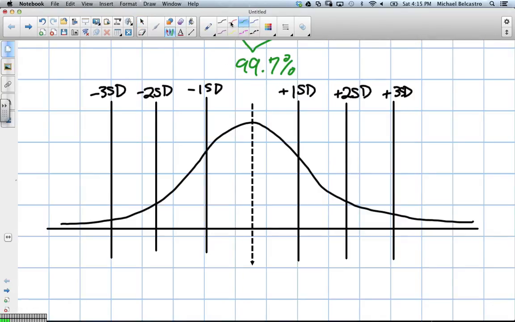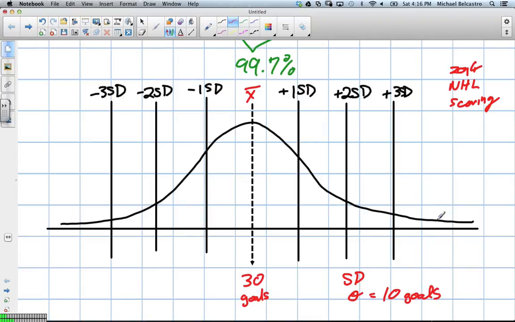What does this mean? Well, let's say we're talking about next year, 2014 NHL scoring. So we pool all the players at the end of the year, and it turns out the mean, x bar, the mean scoring is, in that shortened year, because I think Crosby's 2013 season was short, let's just say the average player scores 30 goals. And we do all of our calculations, and we discover that our standard deviation happens to be 10 goals. So the average goals scored of all the NHL is 30 goals.